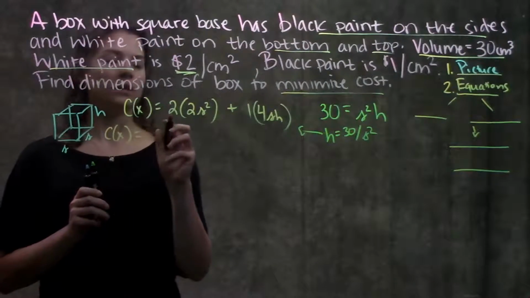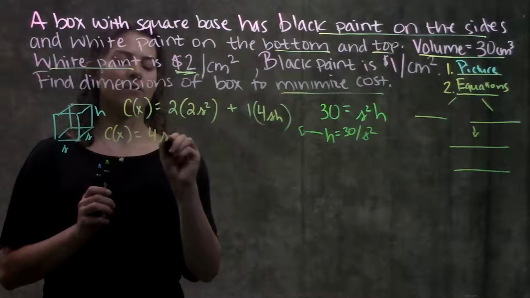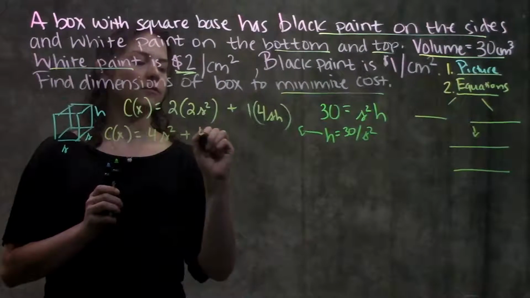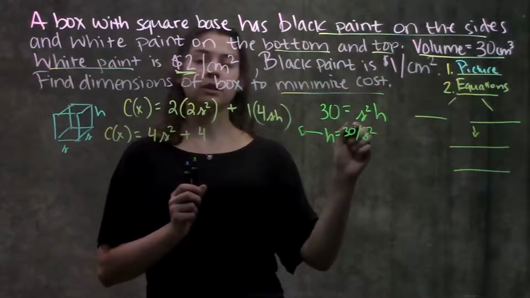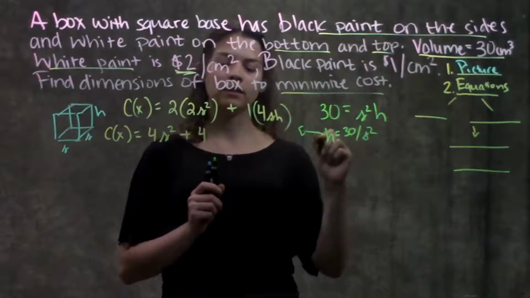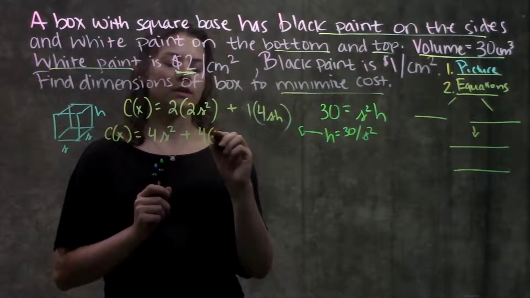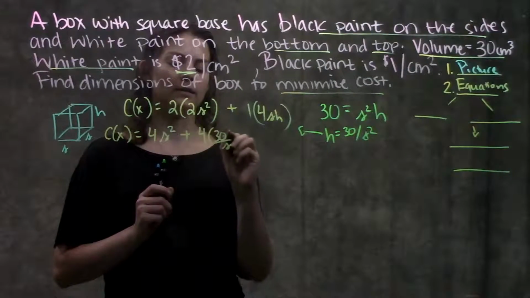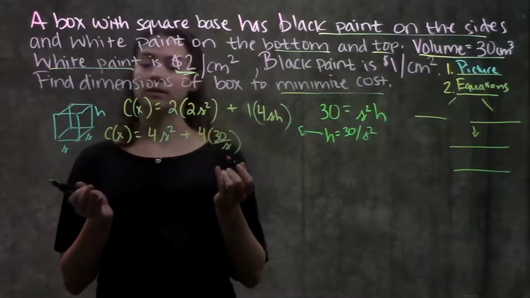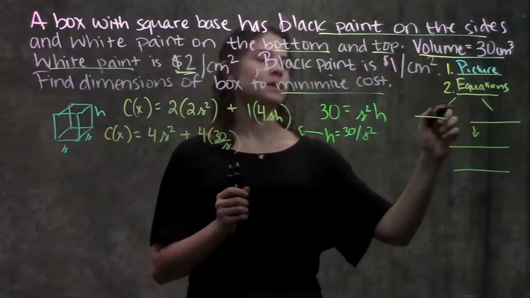So now I'm going to multiply this out. I have 4S squared plus 4S times 30 over S squared. One of the S's is going to cancel, and I'll have 4 times 30 over S. Okay, this is looking pretty good so far. Let's fill in the second step here.